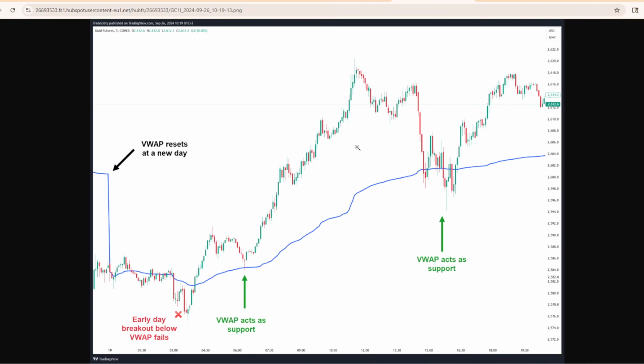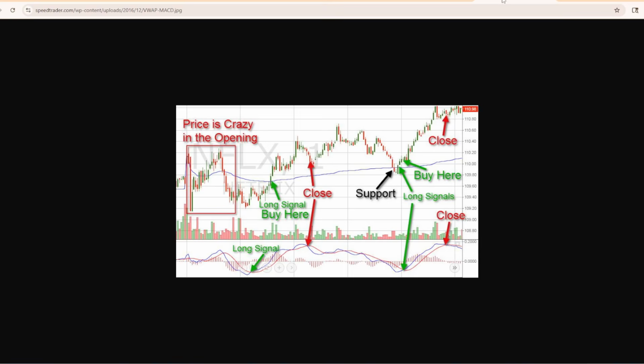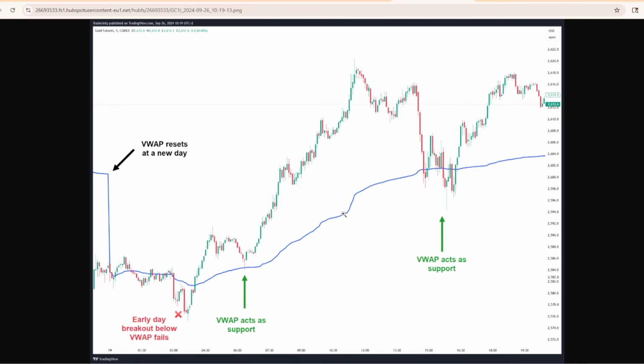Now, of course, you want to use this in concert or confluence with other things. Here's an example where you're using a crossing signal and using a MACD. You want to use something else to give you a little bit more information. But very simply, the VWAP is the average price adjusted by volume. Volume is very important. It tells you where the action is, where the buyers and sellers are, where the demand and supply are.